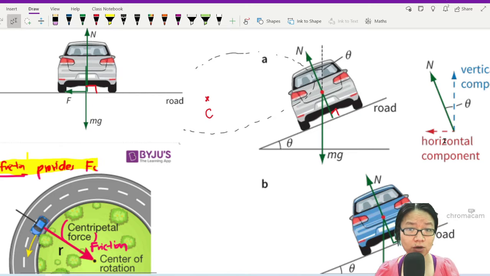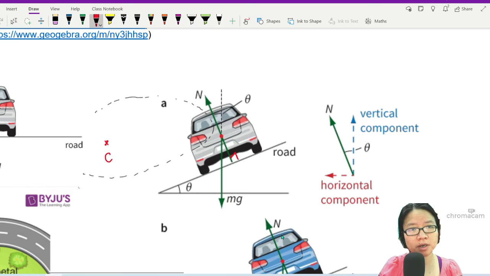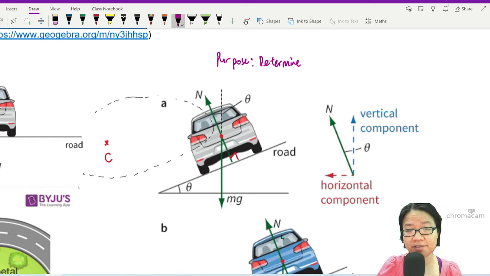Now, if you forgot how to resolve vectors, think about this normal force and think about the purpose of this exercise. Let me write here, purpose. We want to determine the net force or the resultant force, because the resultant force will provide centripetal force.